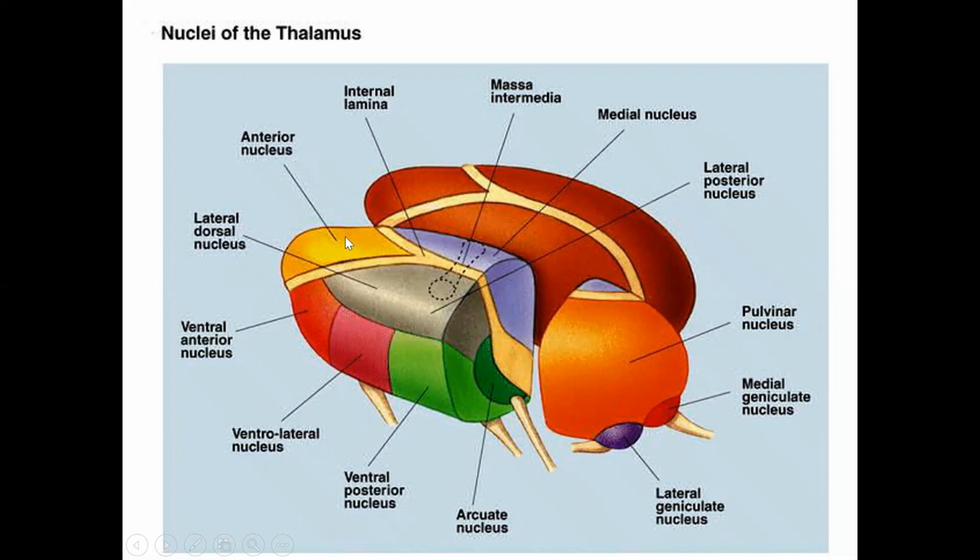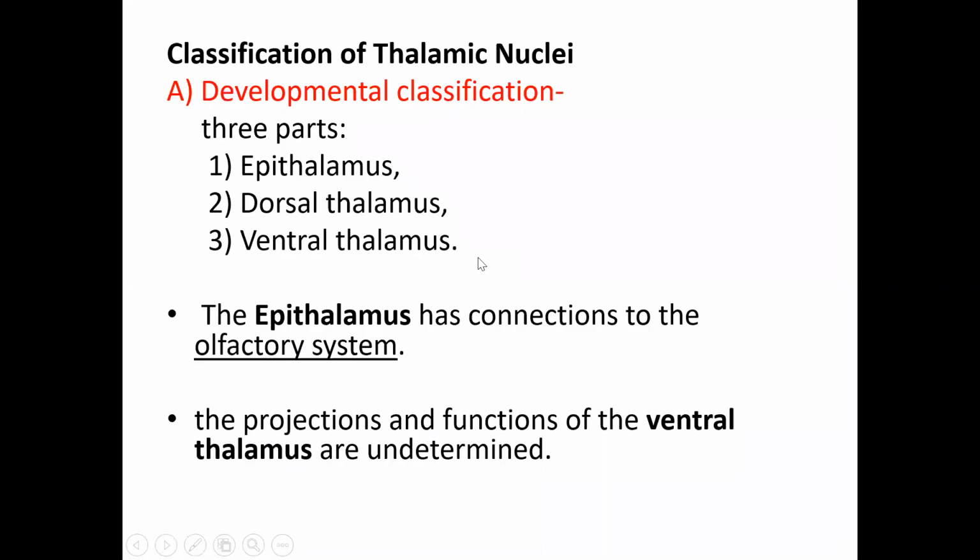So what are the anterior nuclei? These are the nuclei present just in front of, or within, the bifurcation of the lamina. That is called the anterior group of nuclei. Then the lateral group of nuclei, starting from the ventroanterior, then ventrolateral, ventroposterior, then the pulvinar group of nuclei, medial geniculate body nucleus, and lateral geniculate body nucleus. While for the midline nuclei, there are 3 midline nuclei present on the middle side. So these are the neuroanatomical classification of the nuclei.